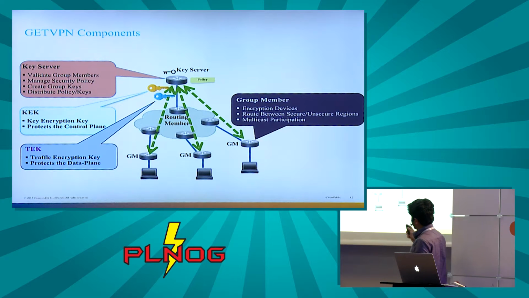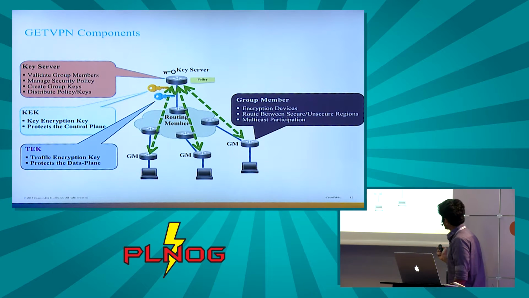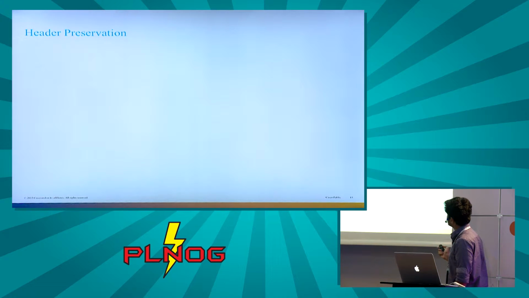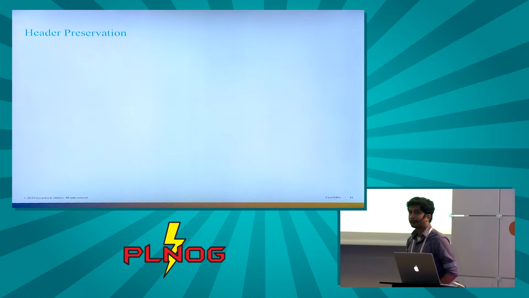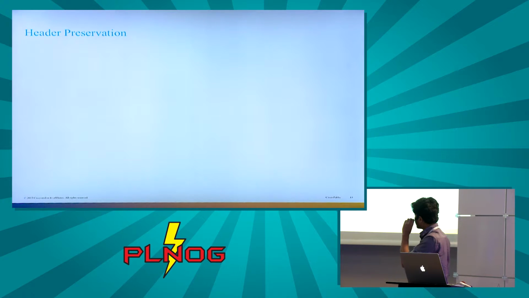So as you can see, the group members draw a boundary between secured network and non-secured network. Any questions so far? Okay.